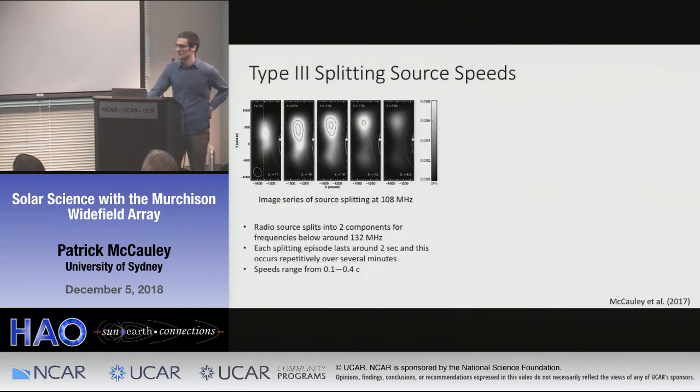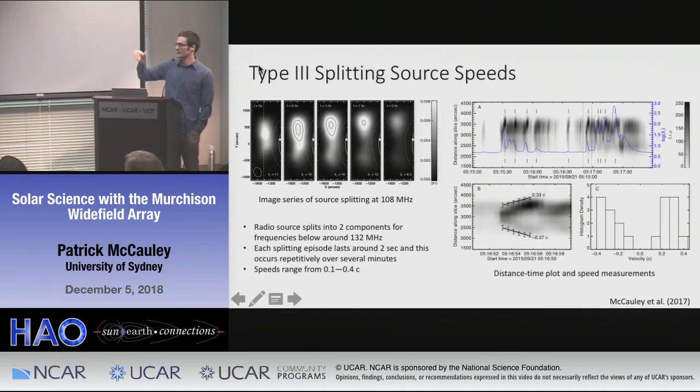So here are some still frames of that at a little higher frequency, at 108 megahertz. Again, we have this splitting into two components. Each of these episodes lasts just around 2 seconds. And if you take the slit that's drawn in the first panel, and then take the emission along that slit as a function of time, you make your distance time plot.